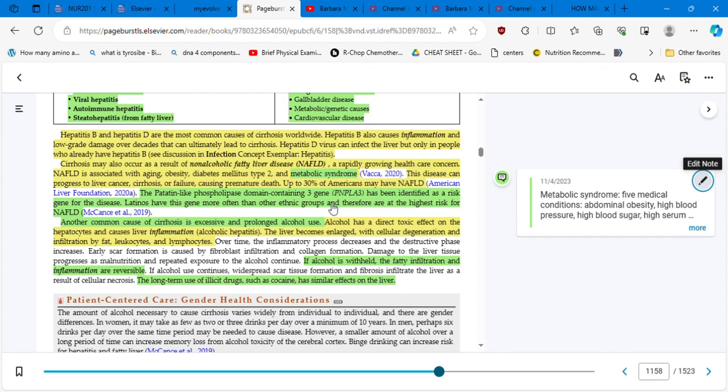30% of Americans. Many people are not considering the fact that obesity is a leading cause of inflammation and is the leading cause of other conditions that can trigger cancer, right? The patatin-like phospholipase domain-containing 3 gene, PNPLA3, has been identified as a risk gene for the disease. Latinos have the gene more often than other ethnic groups and therefore are at the highest risk for NAFLD.